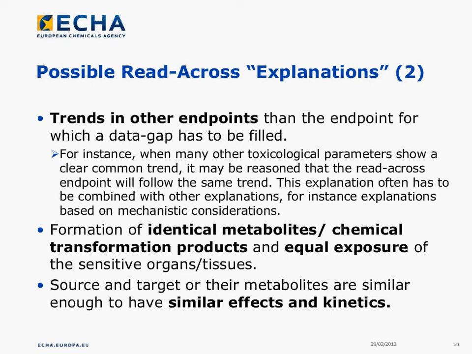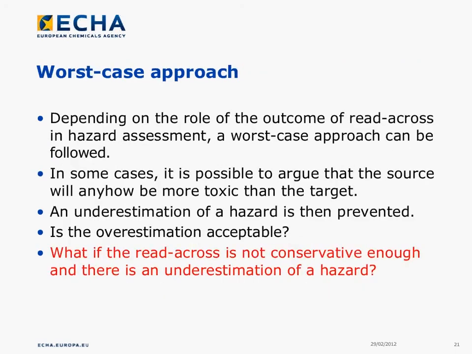Well, the most difficult form of explanation is when you claim that you have a source and a target which remain different, also after metabolization, after the toxicokinetics, but are still similar enough to have similar effects in kinetics. So then you actually claim that two different compounds have the same effect, which is of course always very difficult to prove.